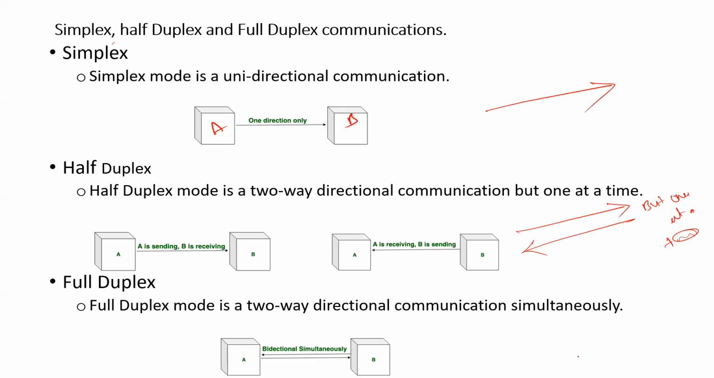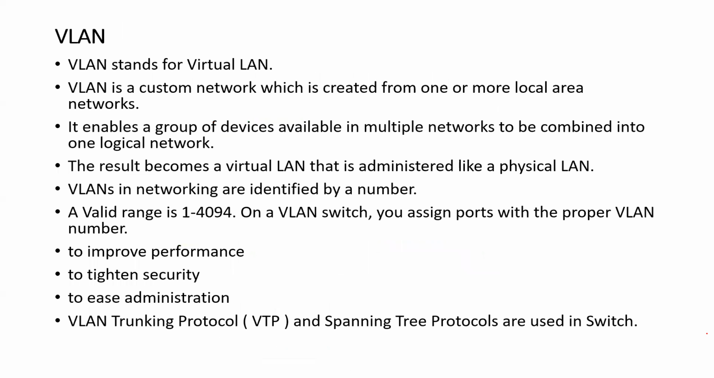Full duplex, both directions are there, at the same time. That is called simplex, half duplex, and full duplex communications. Is it clear? Yes. Okay, so let's discuss the VLAN topic.